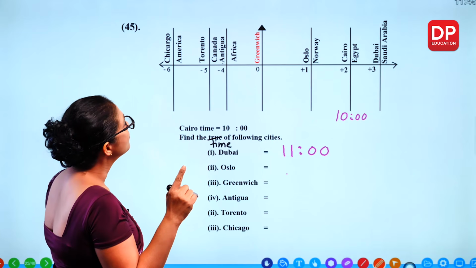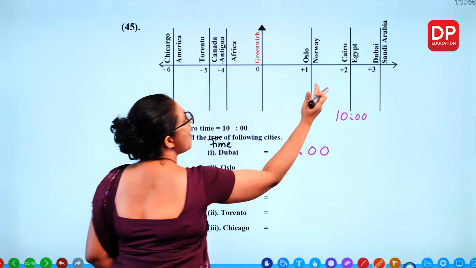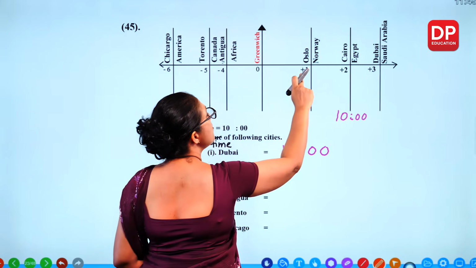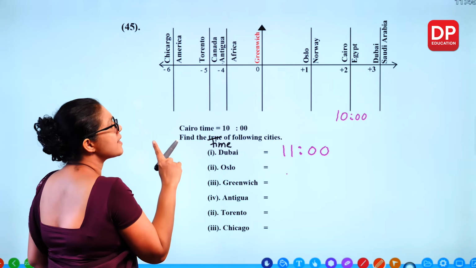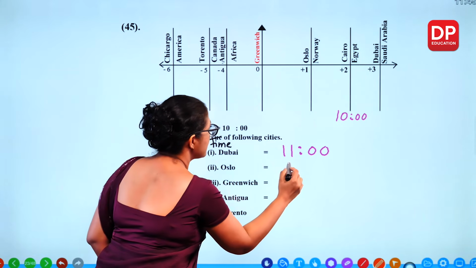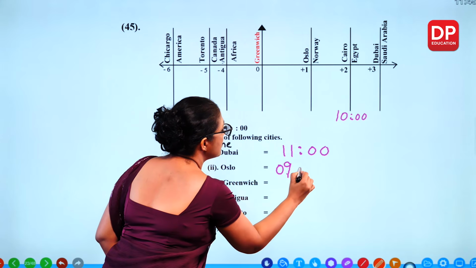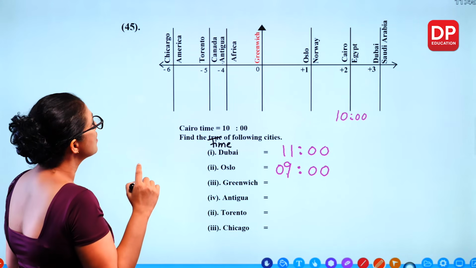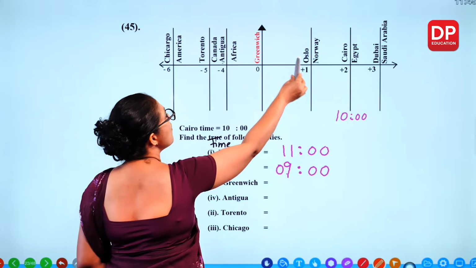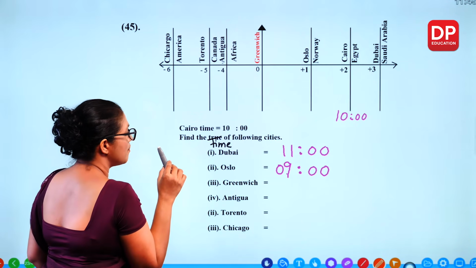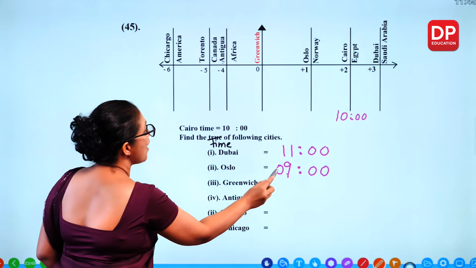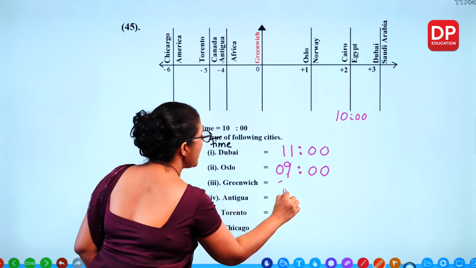Oslo, 1 less than this side. So +2 becomes +1. Subtract 1 hour. That's 9 in the morning. Greenwich, another 1 hour less because it's on the left side. So another 1 hour less, that's 8 in the morning.